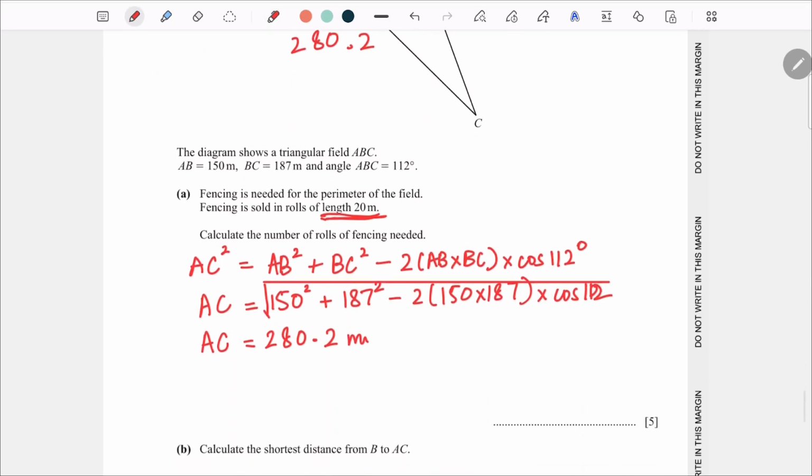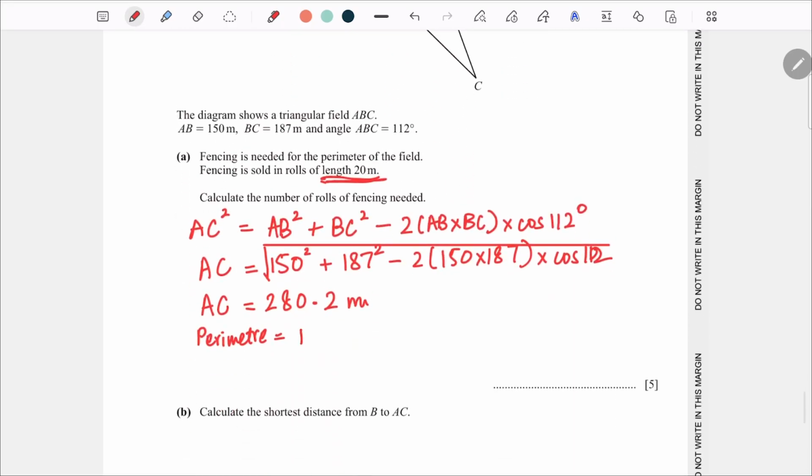Now in order to find the perimeter, we add AB, BC and AC. So the perimeter will be 150 plus 187 plus 280.2. The perimeter is 617 meters.